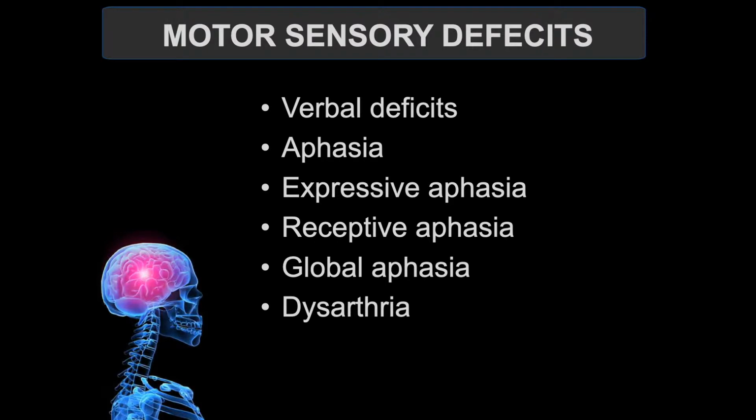These are known as motor sensory deficits. They include verbal deficits, that is a type of communication problem, including aphasia, the total loss of comprehension and use of language. It is the loss of words, however, not the loss of the intelligence. Expressive aphasia is difficulty with speaking and writing, the poor naming of objects. It takes great effort and can lead to frustration.